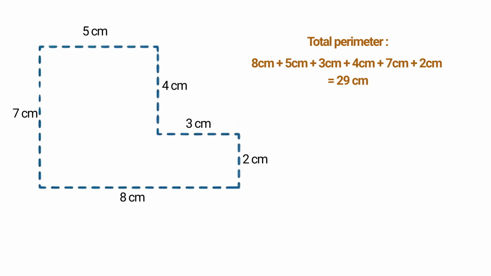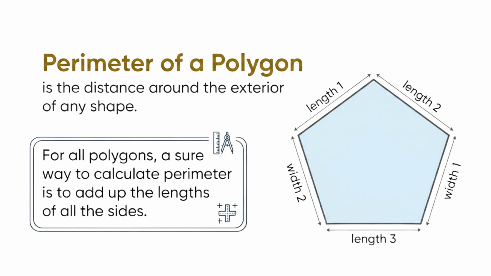Great work today. Remember, finding the perimeter of an irregular shape is simple. Just add the lengths of all the sides around the outside of the shape.